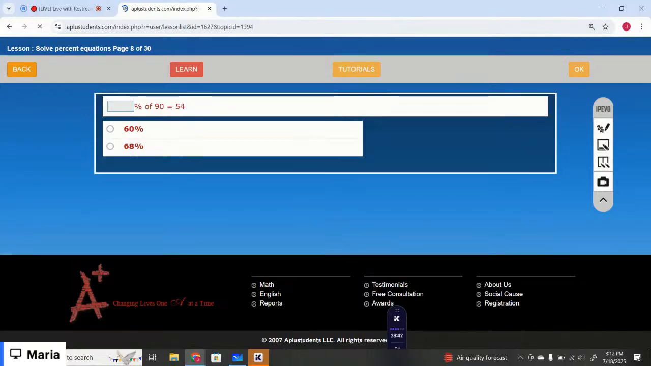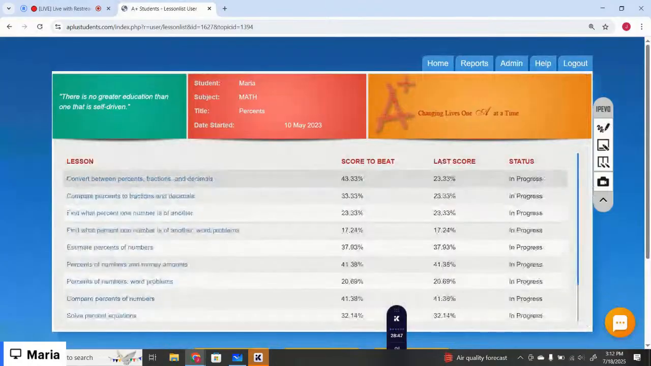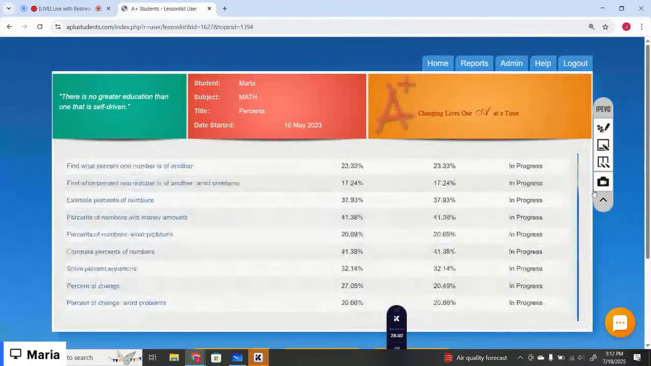Okay, you can complete the lesson by yourself later today. Let me just move on to the next lesson. The next lesson is percent of change.